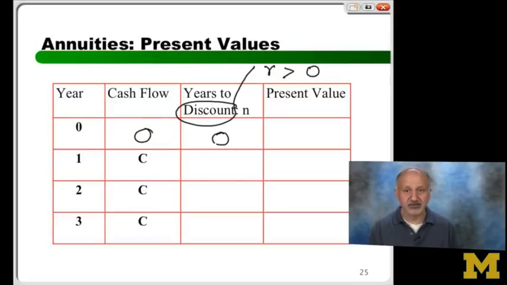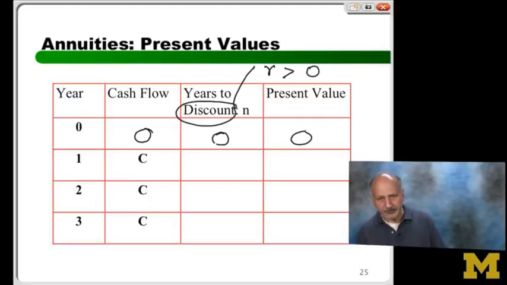0 years of discounting, because we are standing today and present value today is 0. What is the present value? Turns out to be 0. Why? That's simply because there's no cash flow here. If there were, it will be exactly the same number because of no years to discounting. So in some sense, years to discounting is a key variable.